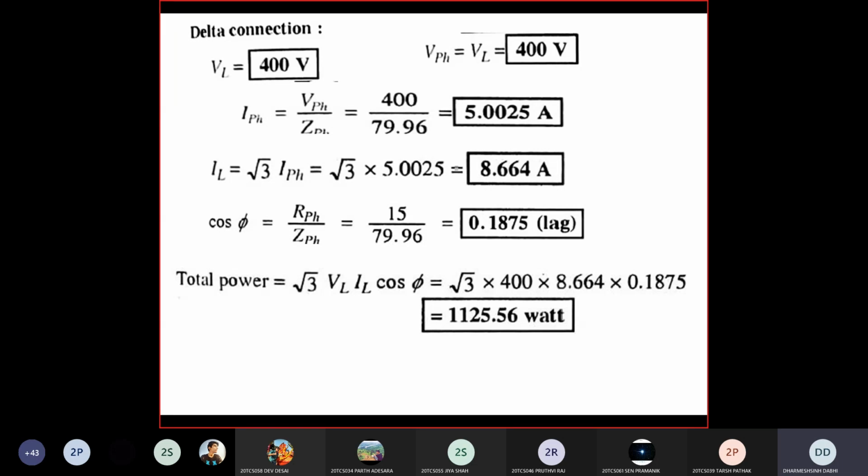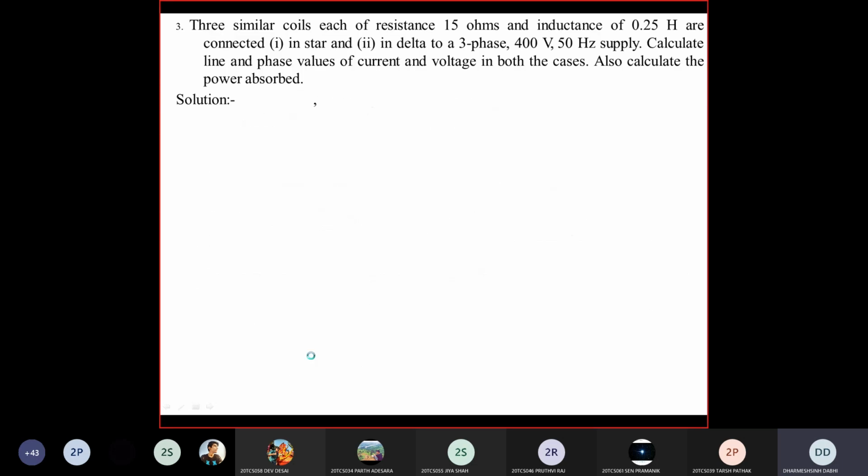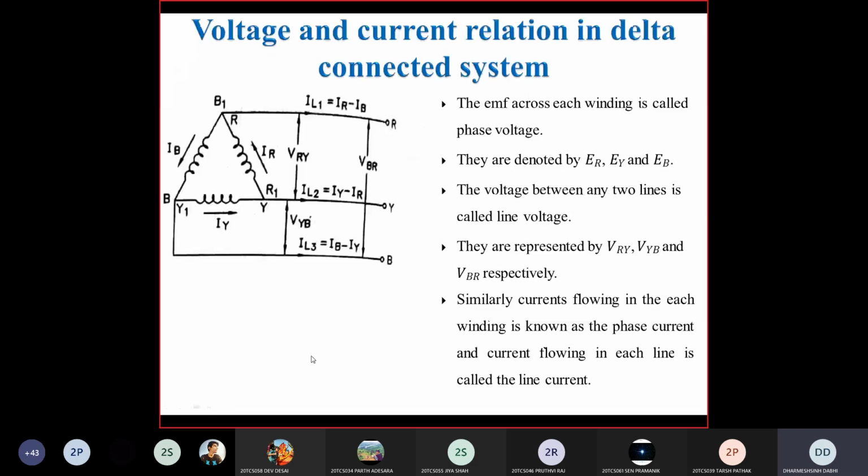Understand this relation, all of you? So here I complete chapter number 7, polyphase circuit. If you have any doubt, please ask the question. So let's summarize this chapter.